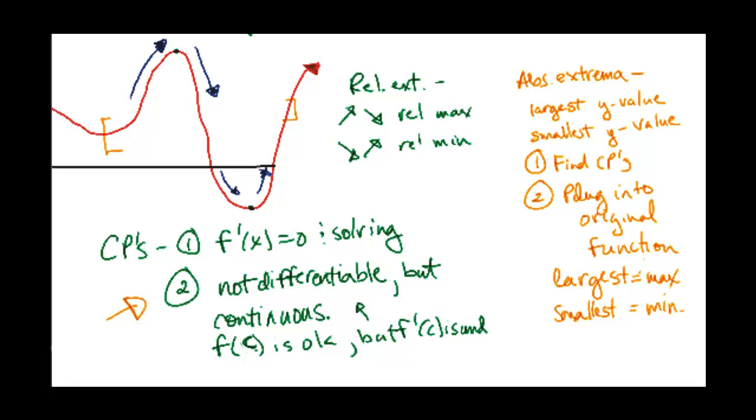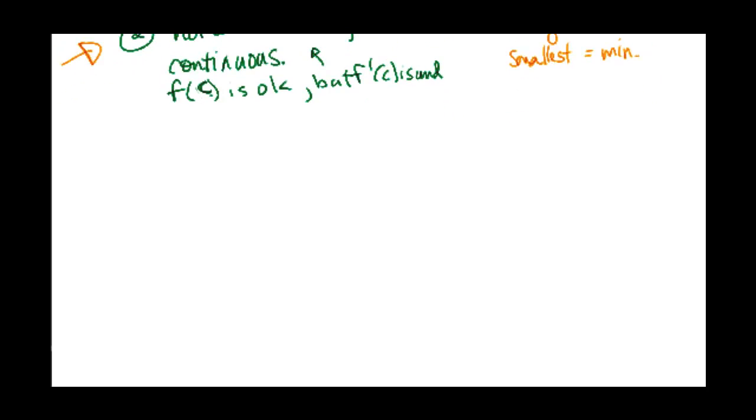Alright, and then if we're doing the relative, you're going to first find your critical points, and then you're going to do the first derivative test. So find CPs. First derivative test. What is the first derivative test? Well, this is relative extrema continued.